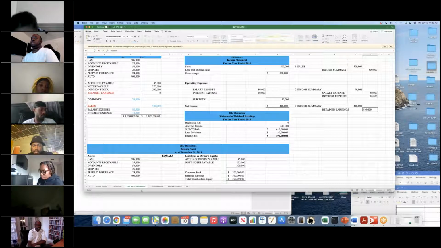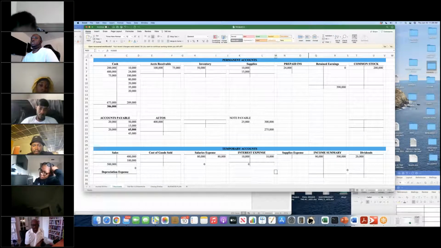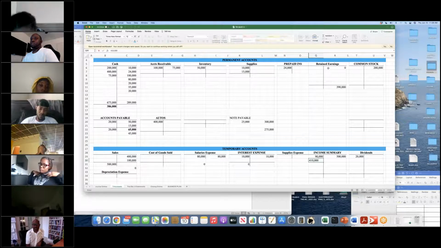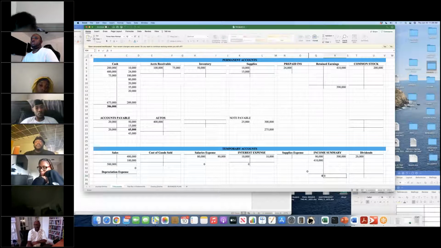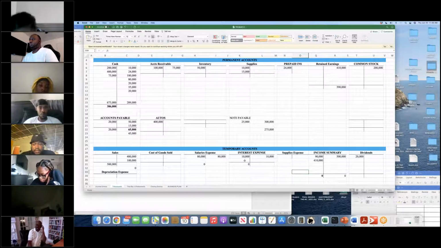So now let's post that to the T accounts. When we post that to the T accounts, we're going to debit income summary for 410,000. We're going to credit retained earnings for 410,000. So once we do that, income summary now has a zero balance. We didn't want to put these amounts in here. We only want to show the net income and retained earnings. You might have 100 accounts here, so we don't want all of that reflected in a closing entry. We just want to see the net income.